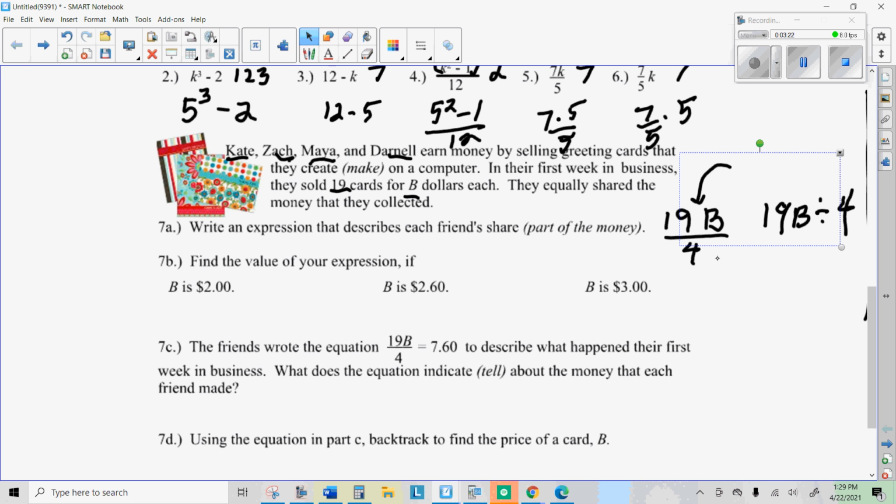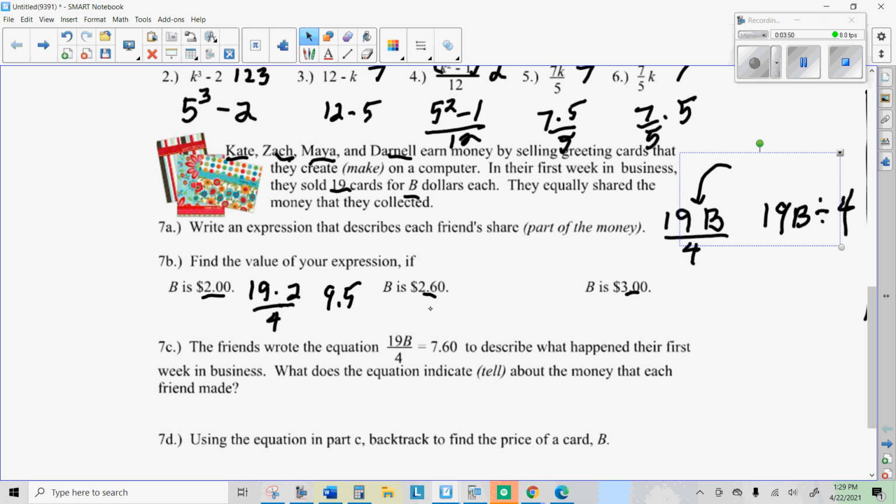Okay, so now they are going to think of different amounts they want to charge for the cards. So what you're going to do is find the value of the expression for these different values of B. So if B is $2, you would do 19 times 2 divided by 4, which is 9.5, or $9.50.